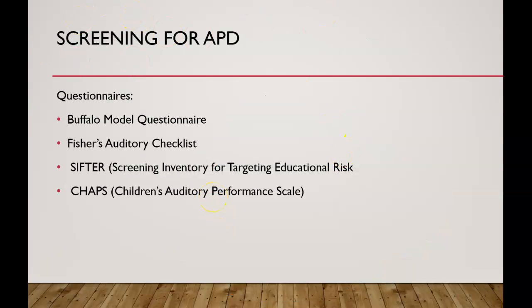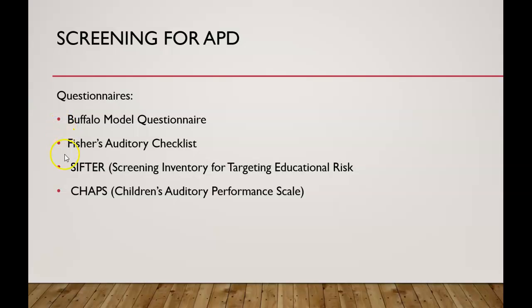So the first thing is to screen. And these are things that you may do in a school. If you're working in a school, all of these questionnaires or checklists are developed for children. Most of them go up to like age 12, although I think SIFTER may go up to age 15. But each of these questionnaires or checklists are screening tools, and if they score a certain number or greater, then they're referred for an evaluation.